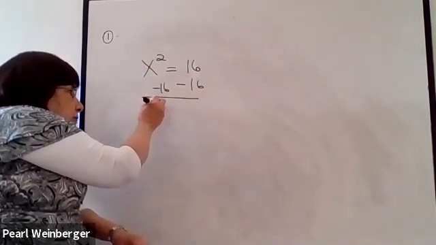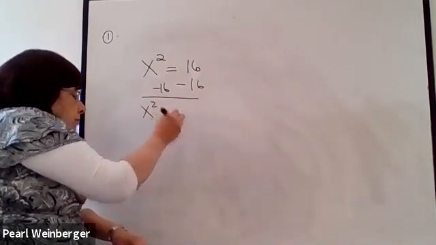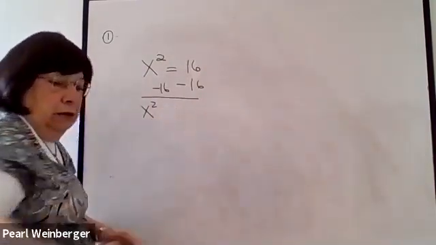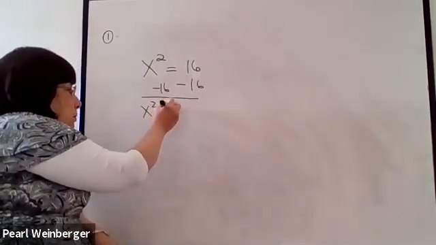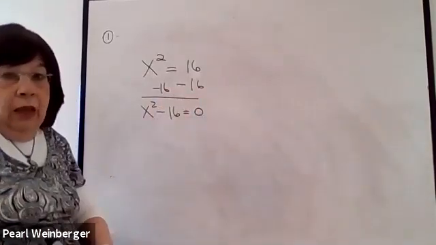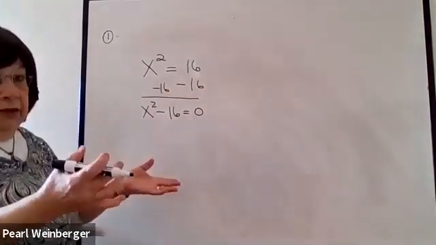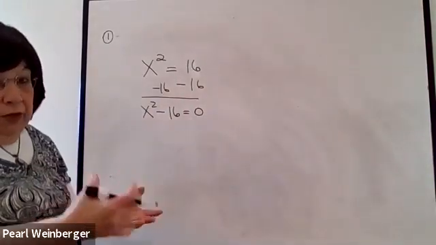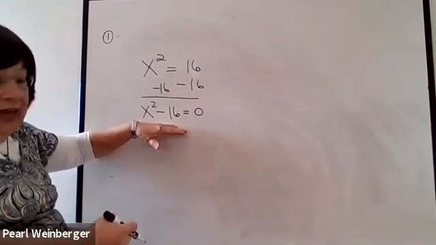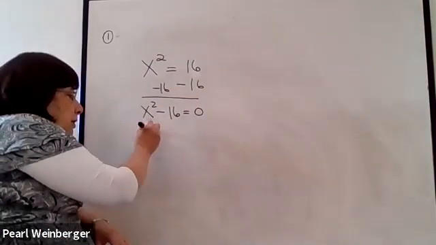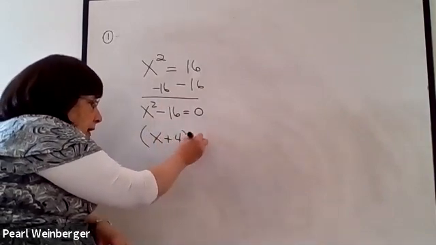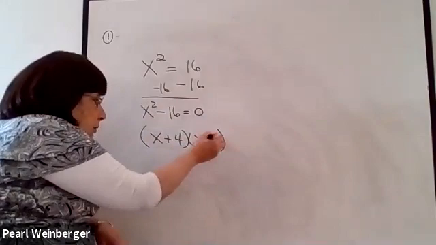And then you get x squared minus 16 equals 0. And of course, then the next step would either be to use the formula or to factor. This happens to be really easy to factor. This can factor to x plus 4 and x minus 4.